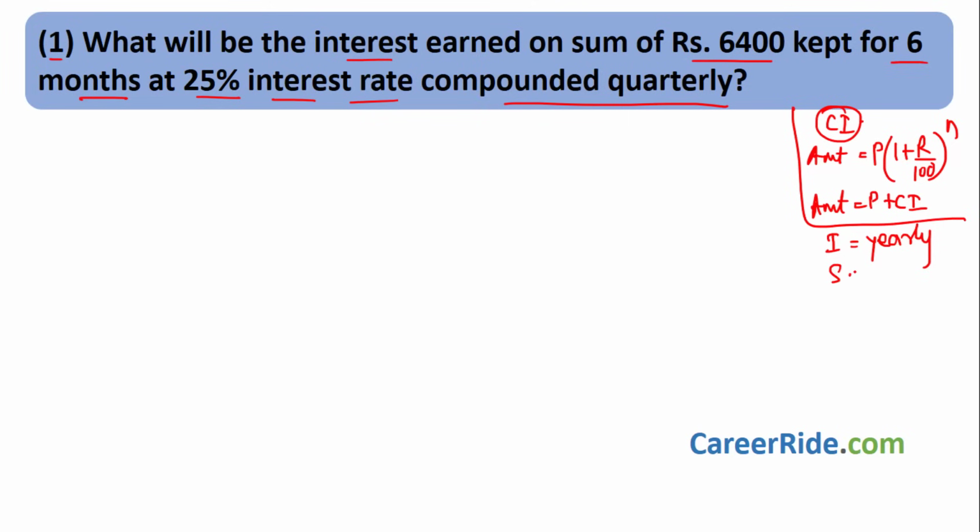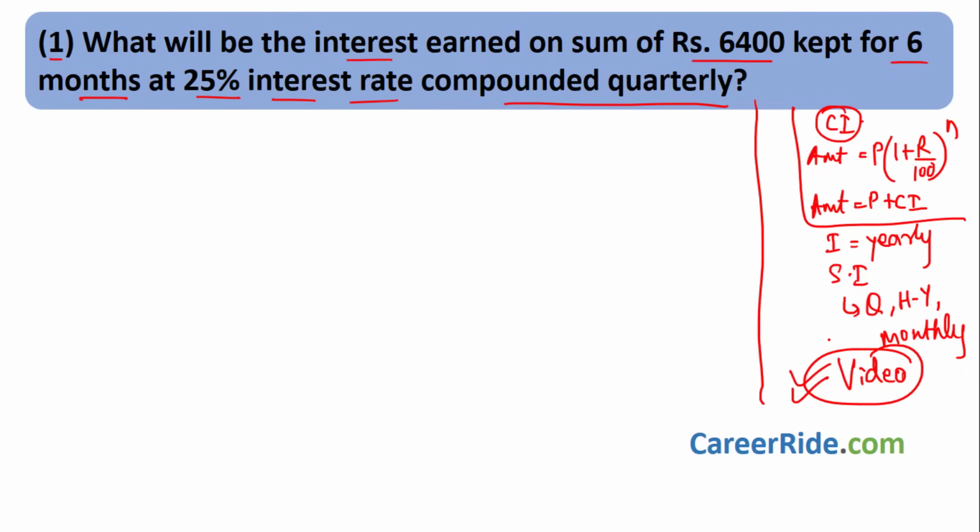Now in simple interest, we have seen how to calculate the interest when it comes to every quarter or half yearly or monthly. If you have not gone through the video of simple interest, please go through it. I have explained it over there. I will explain it over here also in short, what it means to have interest rate compounded quarterly. But please check out the video for a better explanation. Now let us take a look at what it means to have interest compounded quarterly, right?